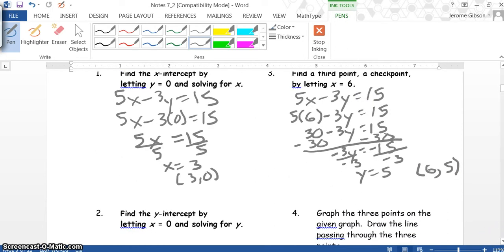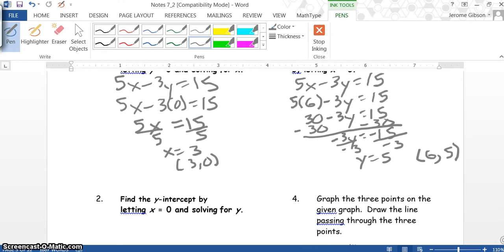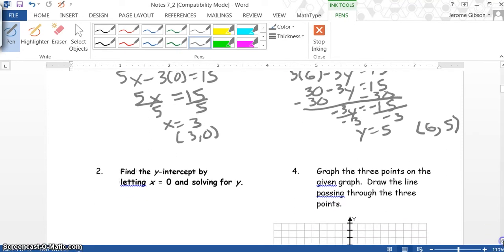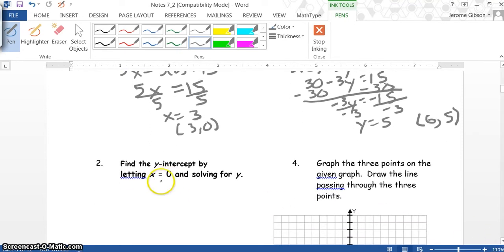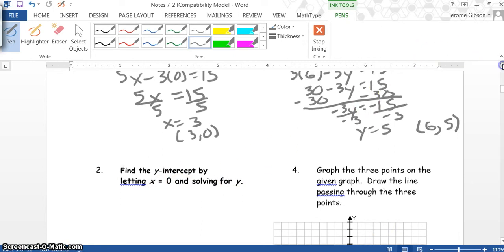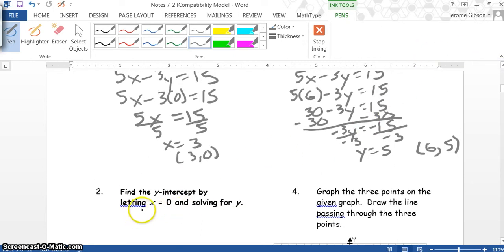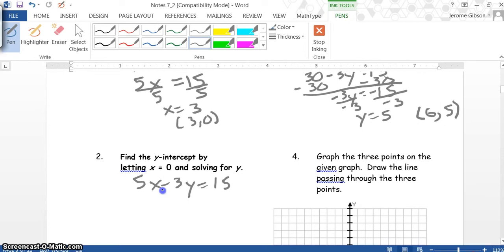So now we go down here to number 2. It says find the y-intercept by letting x equal 0. So now we have to use the same equation. It's 5x minus 3y equals 15. But this time we're going to set the x equal to 0.